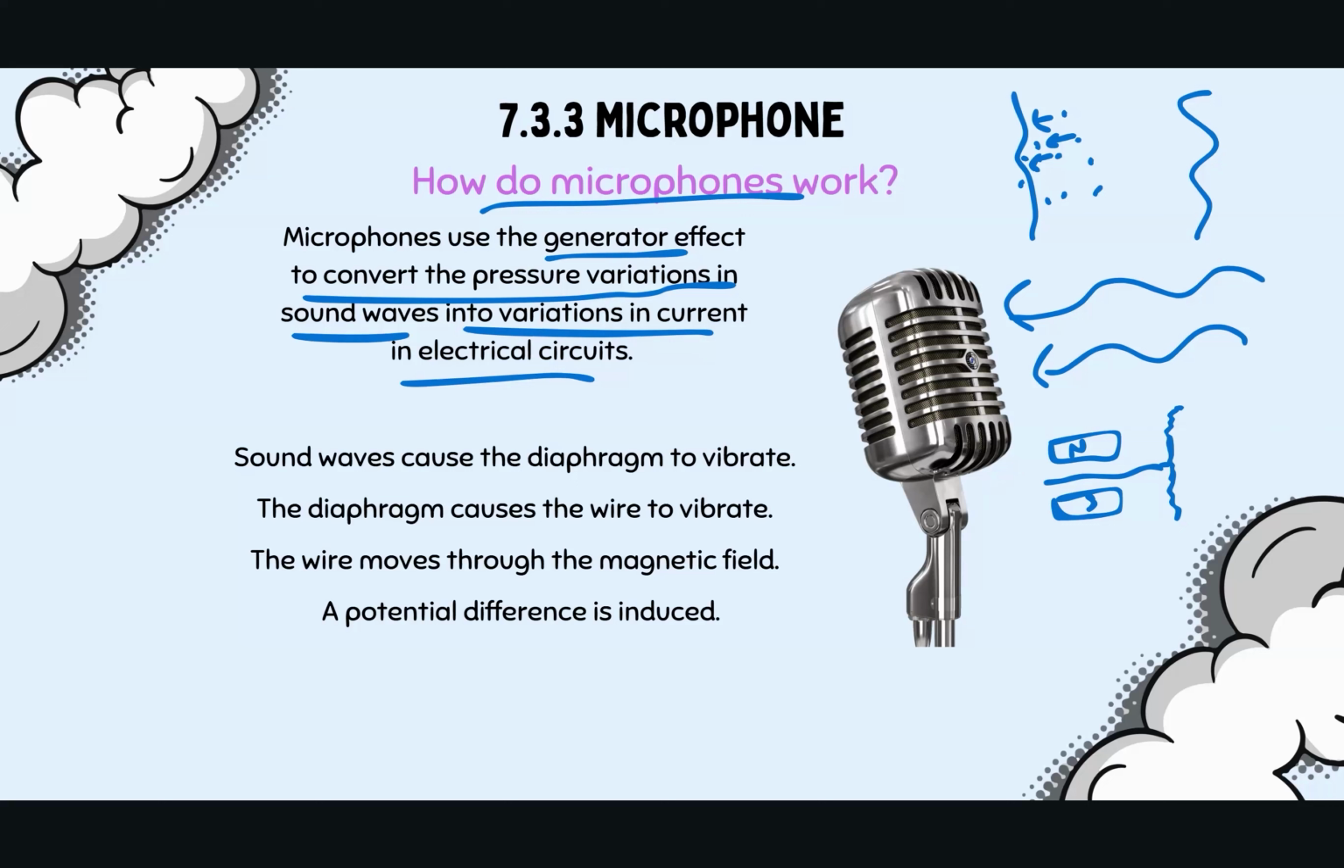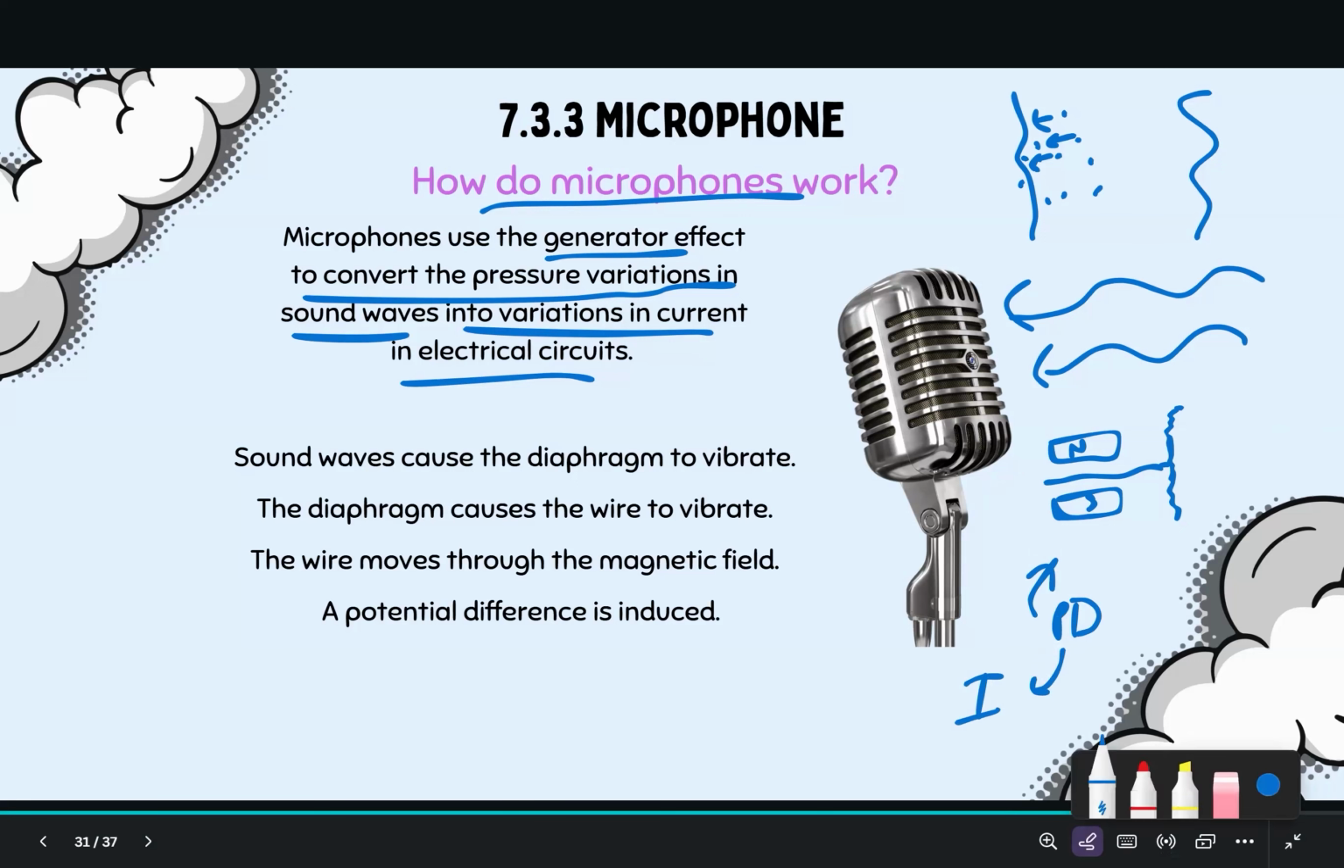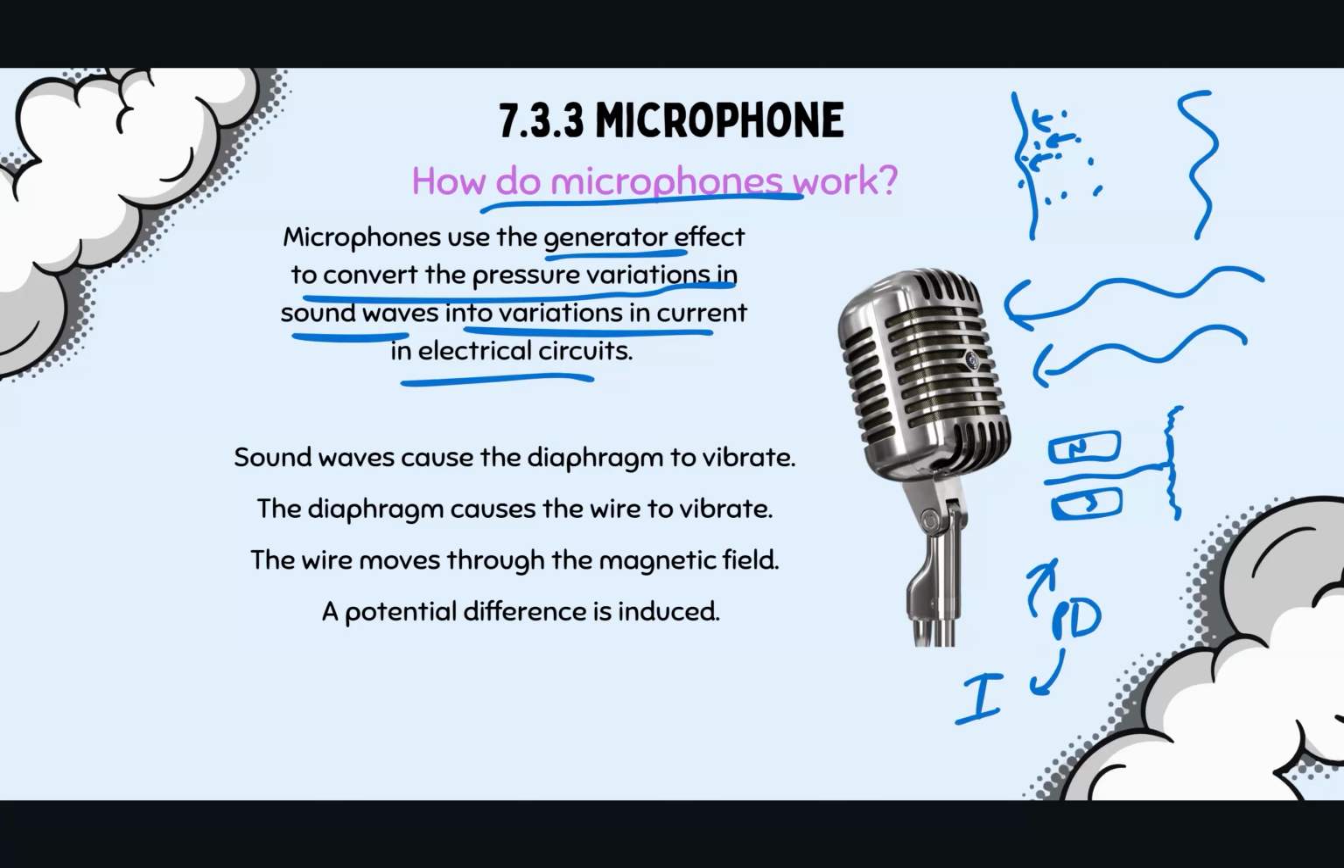So when the wire moves through the magnetic fields, as the coil moves, it cuts through the magnetic field. So now the generator effect happens. The movement of the coil in the magnetic field induces a voltage, a potential difference. So we're inducing a potential difference. And what does a potential difference lead to? Current. So in other words, we've now produced a current. So this induced voltage causes a varying current. And it's a varying current because this wire moves back and forth.